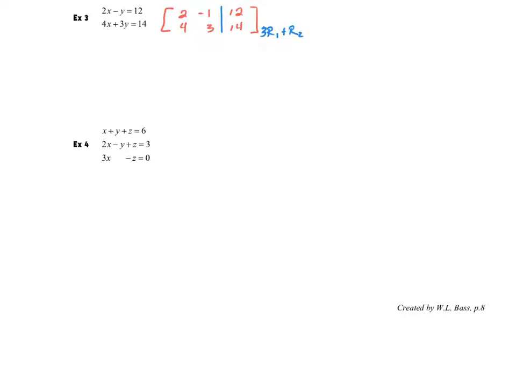Well, that of course means that row 1 is going to stay exactly the same. So I'm going to rewrite my row 1 as 2, -1, 12. And then I'm going to write my new row 2. So 3 times 2 is 6, add that to my 4, and that gives me a 10. And 3 times -1 is -3, plus my 3 gives me a 0. And 3 times 12 is 36, plus my 14 gives me 50.